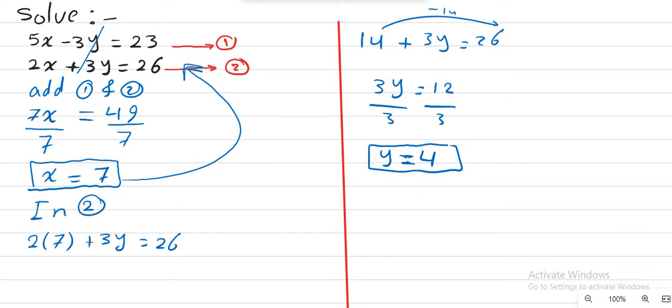So we can check our solution by substituting in any of the two equations by x and y at the same time. Put x equals 7 and y equals 4. If you get the right hand side, it's correct.